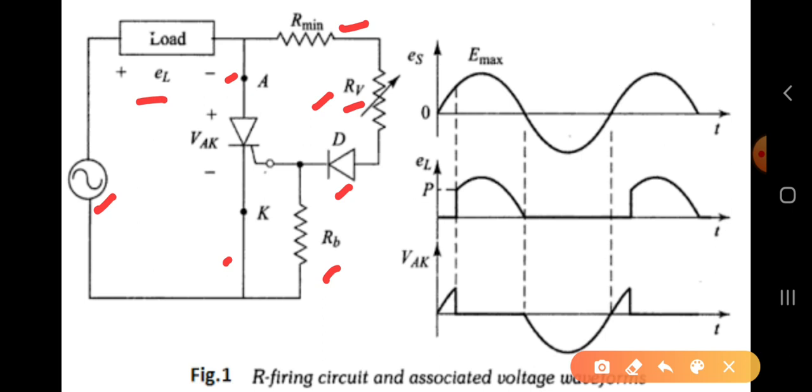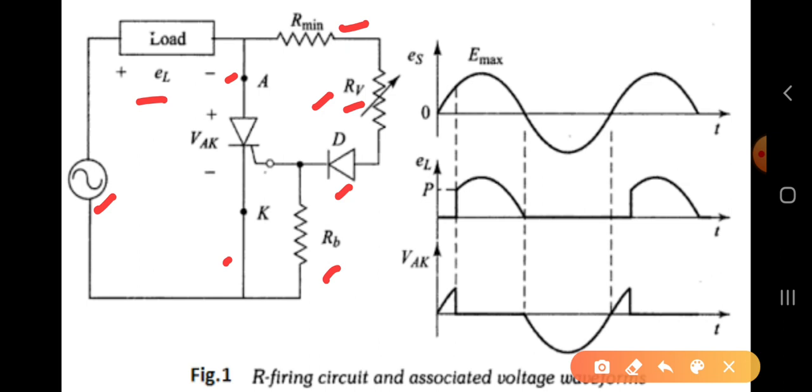If it exceeds, what happens? The SCR will turn on directly. So take care of this, and choose this resistor in such a fashion that the voltage does not exceed the minimum gate voltage. Remember this. Now the variable resistor RV is used to trigger the SCR.